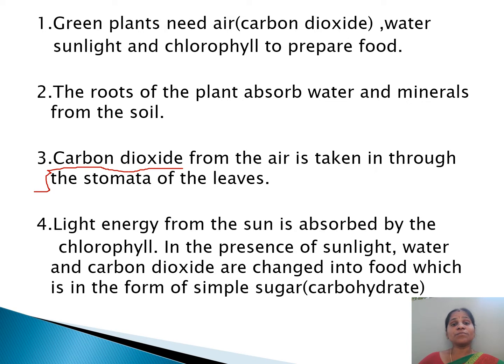Stomata picture. The carbon dioxide from the air is taken in through the stomata of the leaves. Light energy from the sun is absorbed by the chlorophyll. In the presence of sunlight, the water and carbon dioxide are changed into food. The food is in the form of sugar, that means carbohydrates.